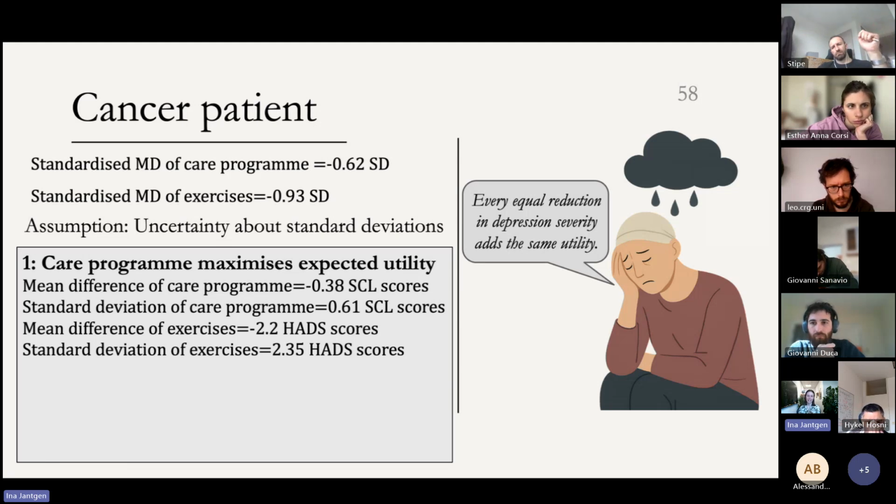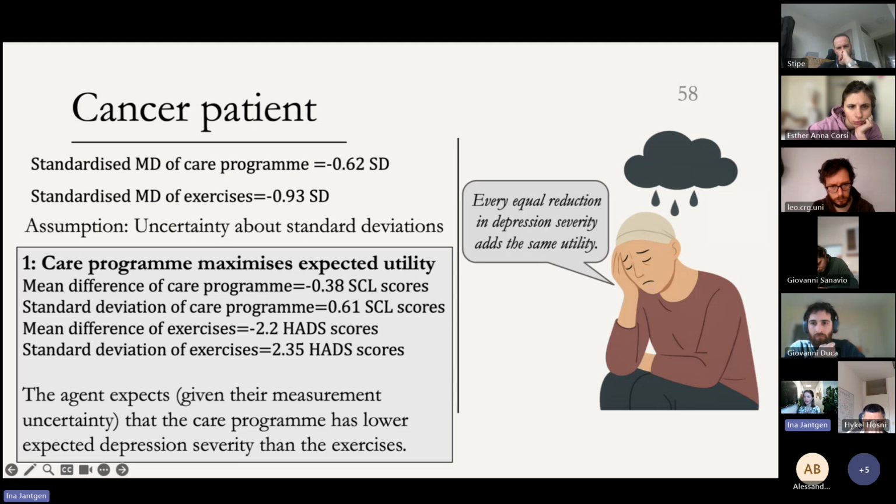And now it can happen that if the doctor were to learn these mean differences and standard deviations, then they might come to expect, given their measurement uncertainty, that the care program achieves a lower expected depression severity than the exercise program.